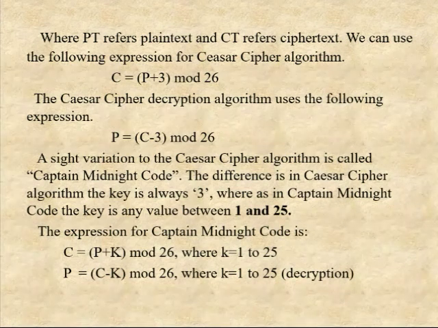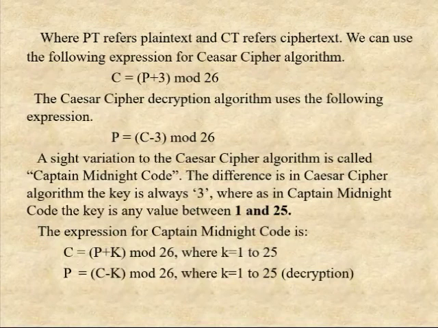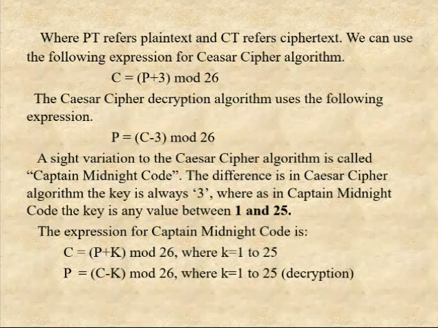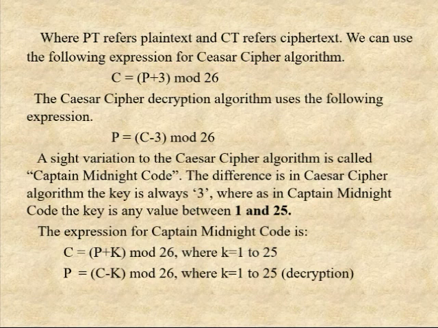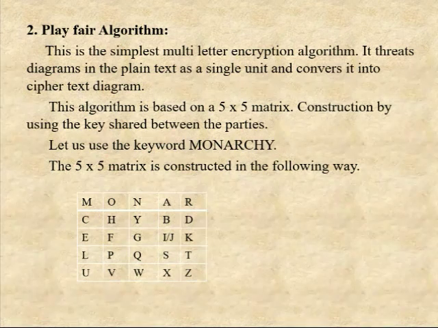A slight variation of the Caesar cipher algorithm is called the Captain Midnight code. The difference is that in the Caesar cipher the key is always 3, whereas in the Captain Midnight code the key can be any value from 1 to 25. The expression is C equals P plus K mod 26, where K is 1 to 25. Similarly, P equals C minus K mod 26. This is the Caesar cipher algorithm.